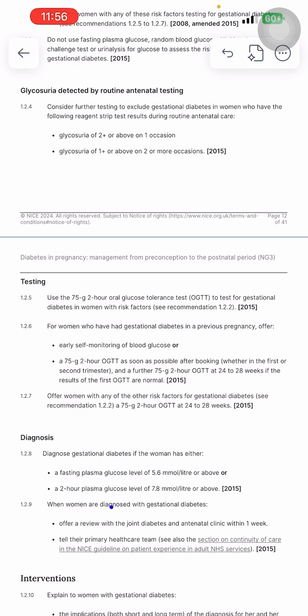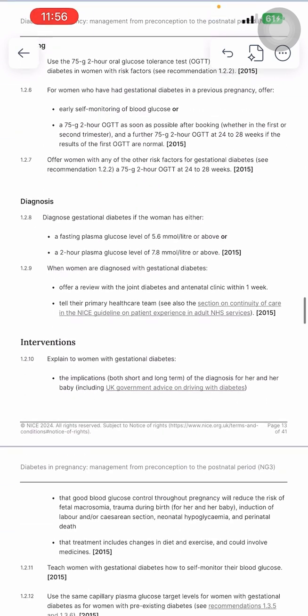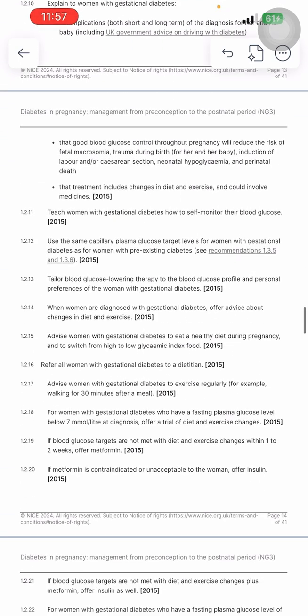Women who are diagnosed with gestational diabetes should be offered a review with the joint diabetes antenatal clinic within 1 week. Tell their primary health team. Intervention: explain to the woman with gestational diabetes mellitus the implications, both short and long term, of the diagnosis for her and her baby. So what are the implications of that?